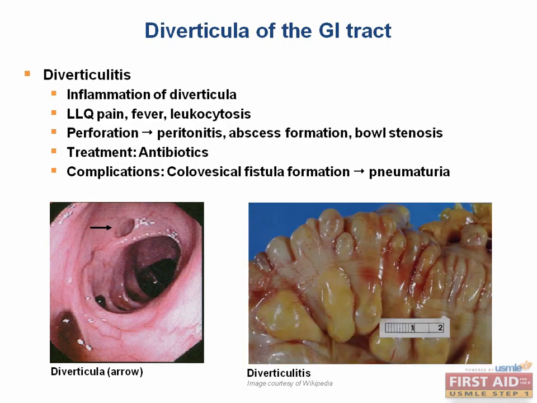Diverticulitis is a complication of diverticulosis and occurs when there's inflammation of one or more of the diverticuli. Classically, an older patient presents with lower left quadrant pain, fever, and leukocytosis. If the diverticulum perforates, then patients may develop peritonitis, abscesses, or bowel stenosis. Bleeding may occur, though this is usually in the setting of a fever, white count, and lower left quadrant pain.